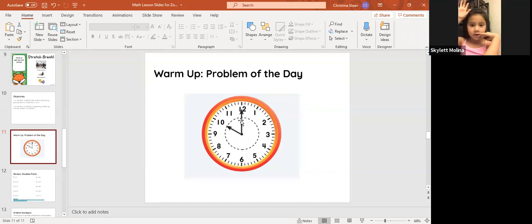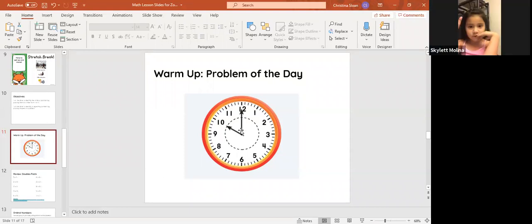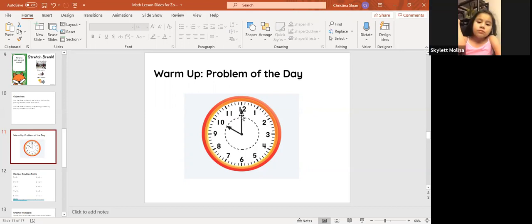You can unmute yourself, Skylet. So what number is this long hand pointing at? The big long hand pointing at. What's the big number pointing at? The big hand. What number is it? Hurry, tell her. Tell her she's listening to you. What number is it? You said it a minute ago. Remember you said 12?